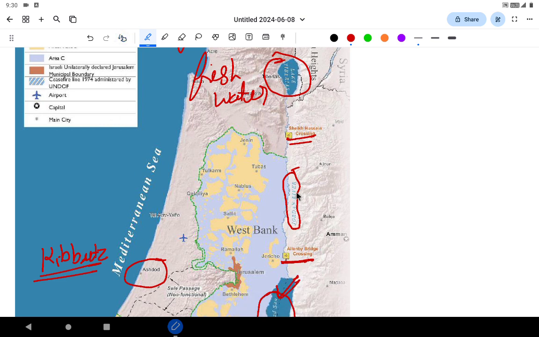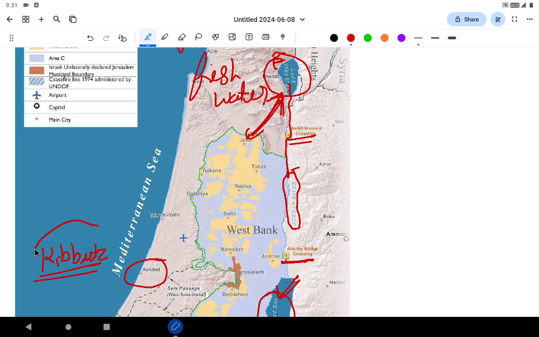See, there is a river, the Jordan River flows here. It flows through the Sea of Galilee. This particular one is called Sea of Galilee. The Jordan River flows through it. It's fresh water. The Red Sea is salt water and the Sea of Galilee is fresh water.